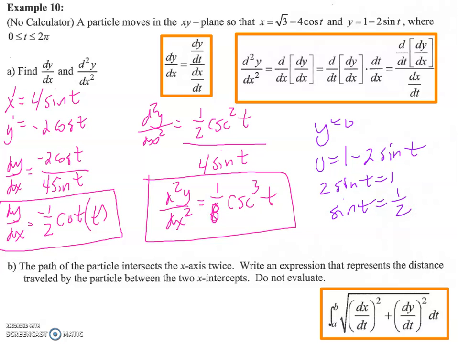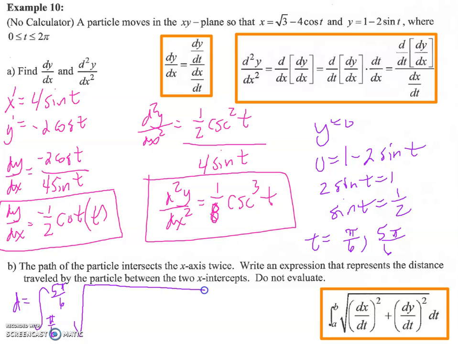So where is the sine equal to 1/2? That's going to be when t is equal to pi over 6 and when t is equal to 5 pi over 6. So that's just going to be our a and b values. And now we just need to know the distance. So we just have a formula here. So I know my distance is going to equal, I'm going to integrate from pi over 6 to 5 pi over 6. It's asking us to write the expression but not actually evaluate.